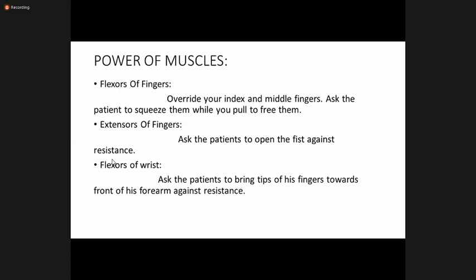And after the hand muscles, you check the flexor compartment, the flexor muscles of the wrist joint. Ask the patient to bring the tips of the fingers toward the forearm against resistance. You apply the resistance and ask the patient to bring the tips of the fingers towards the forearm.